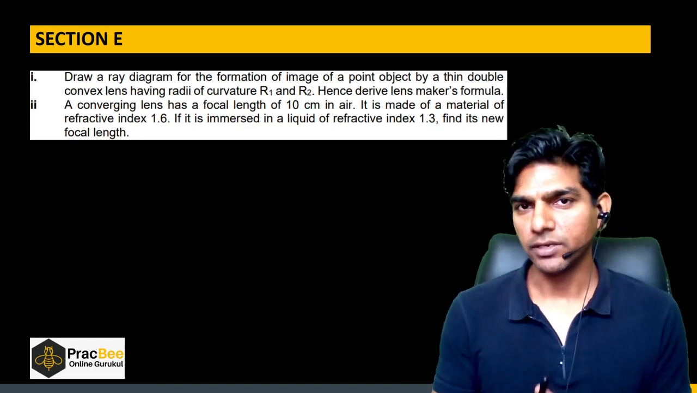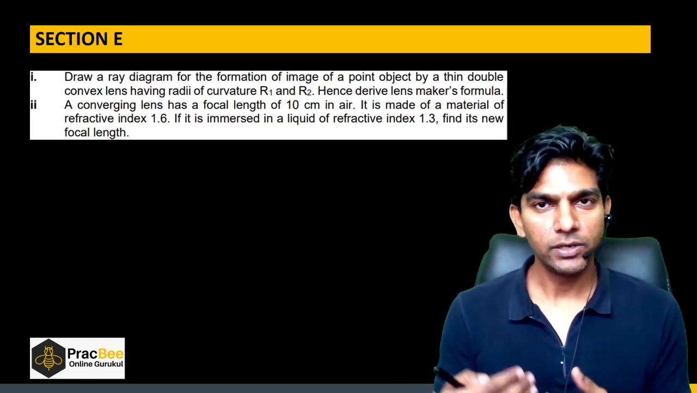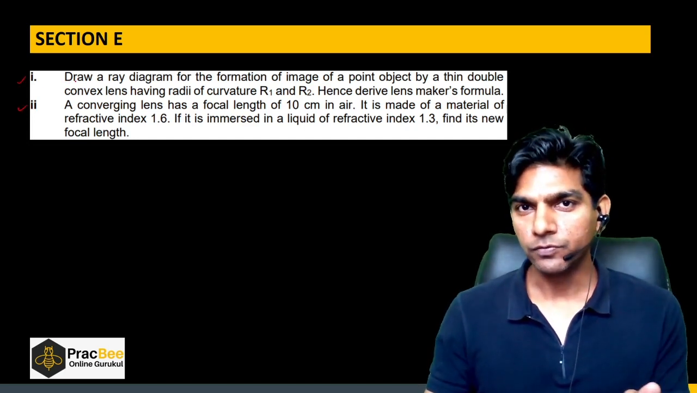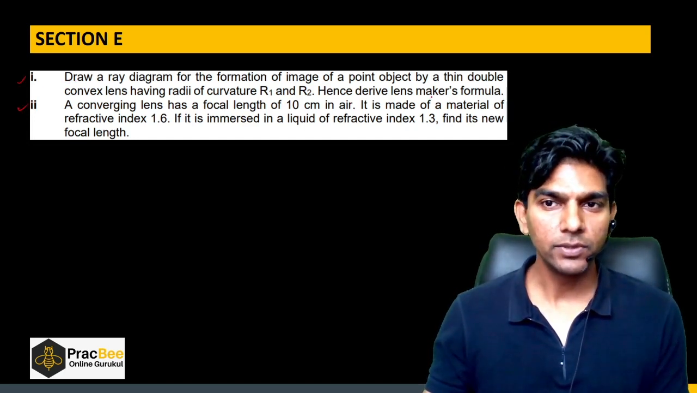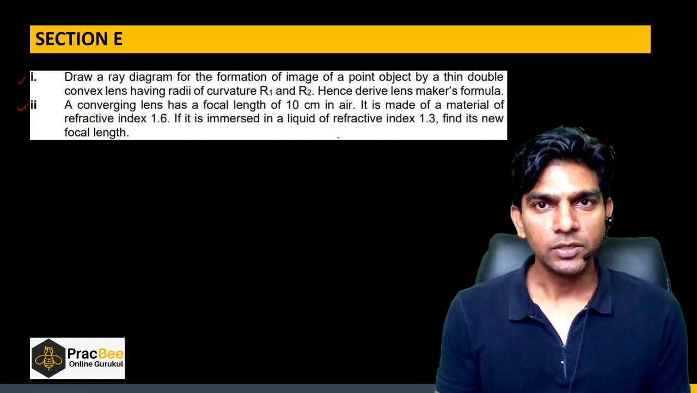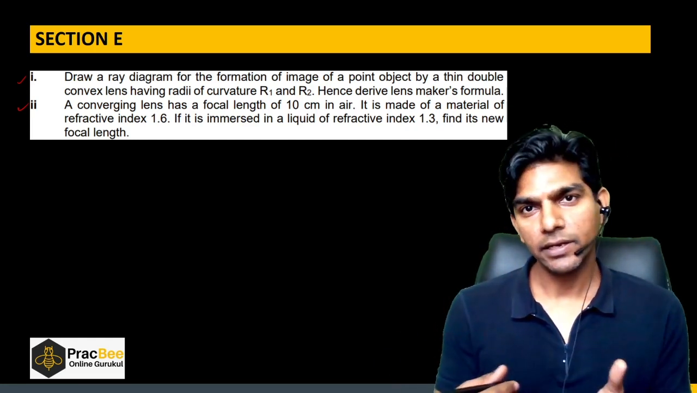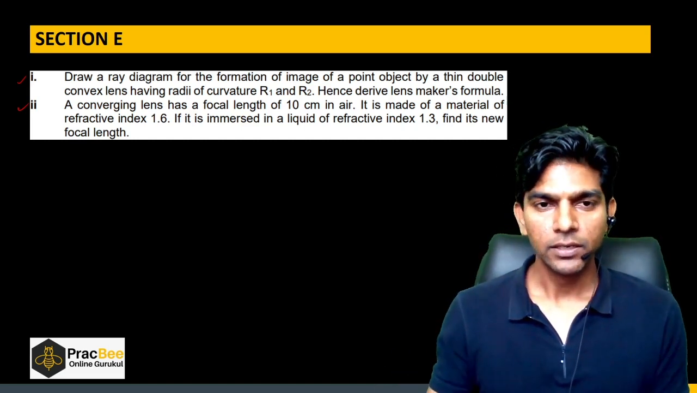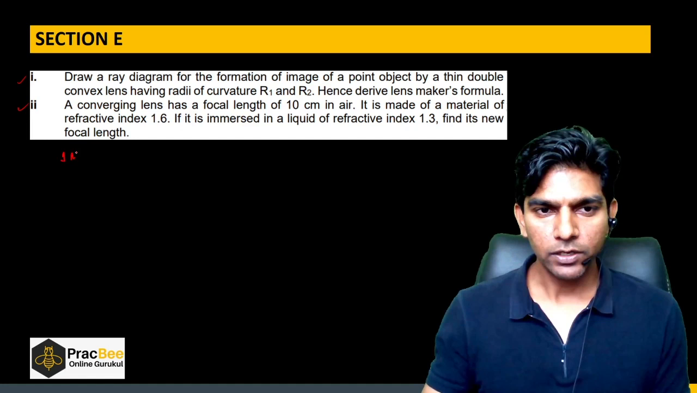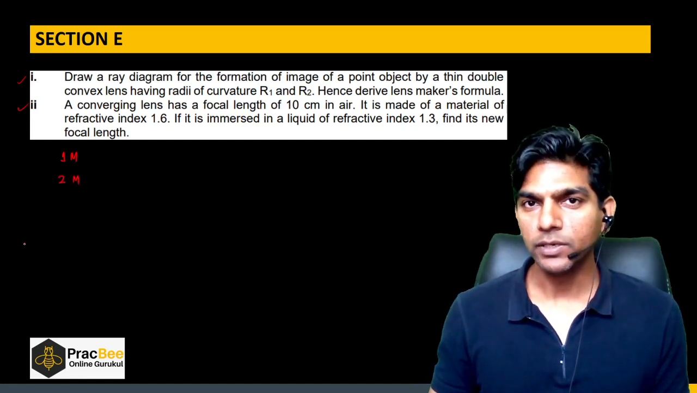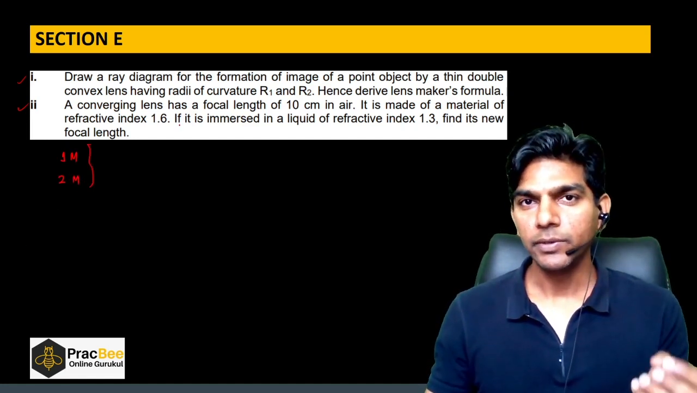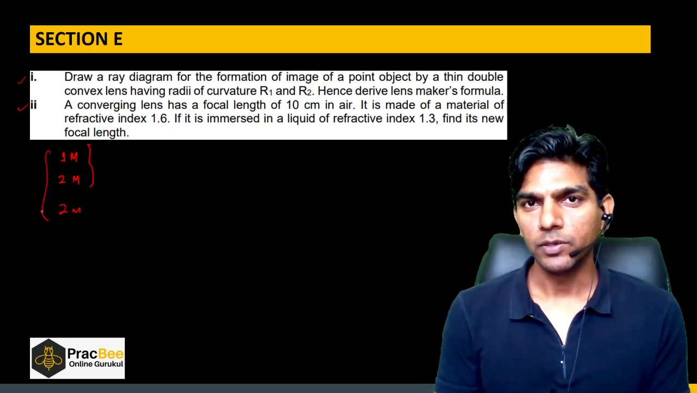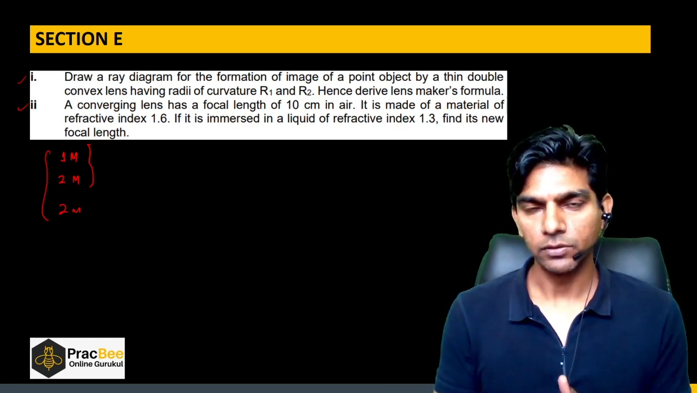Then comes section E. In section E, usually there are multiple parts. For example, in this question there are 2 parts. In the first part you have to derive the Lensmaker's formula. So what is the marking scheme in that? In a derivation there are diagrams and there is a calculation. Usually a diagram will carry 1 mark and the derivation will carry 2 marks, so 3 marks. And then there will be a related numerical which carries 2 marks. So like this we will have the breakup of this particular question.